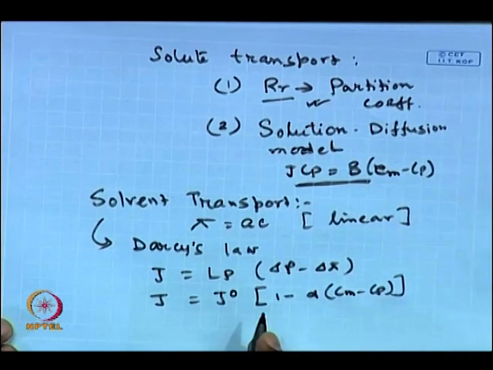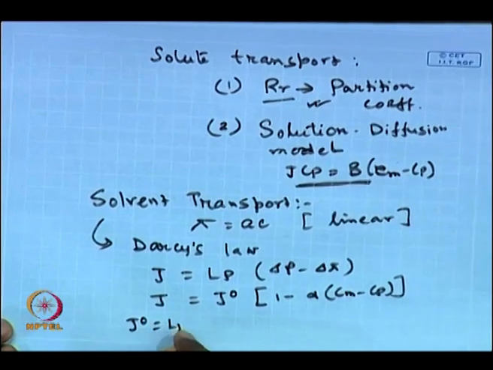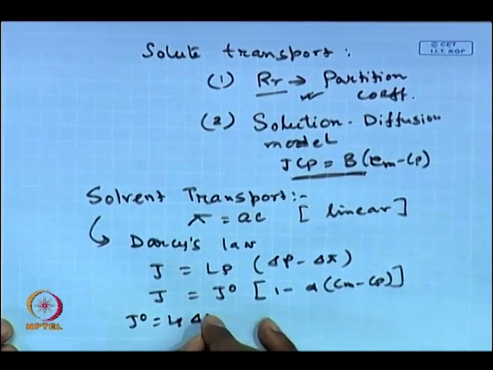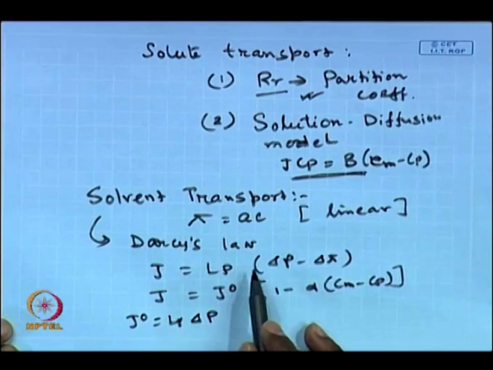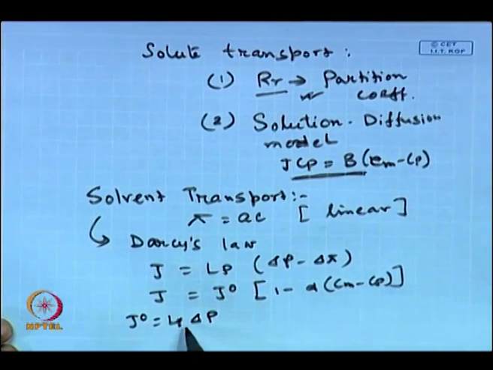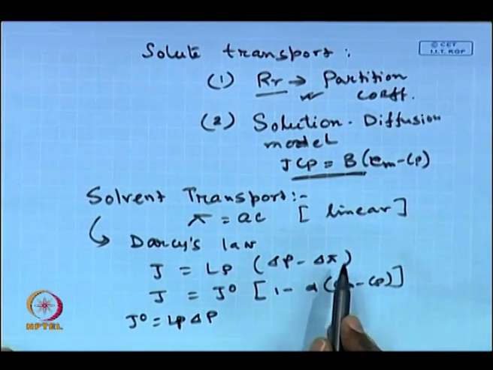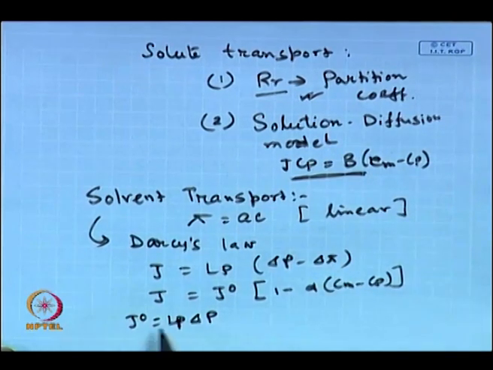What is J naught? J naught is nothing but Lp times delta p. I take delta p common. So, Lp times delta p is nothing but J naught. J naught has a physical significance. What is the physical significance? Lp times delta p is the permeate flux when we use pure solvent. In pure solvent, there is no question of osmotic pressure. So, J naught is Lp delta p.